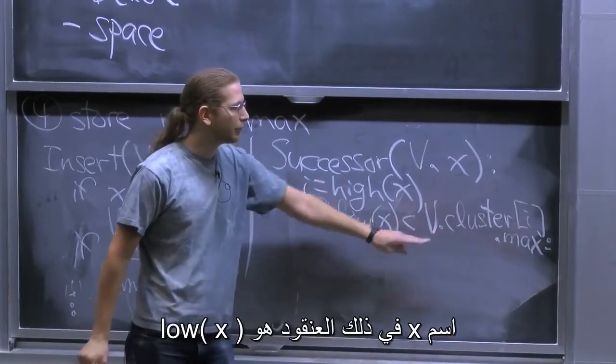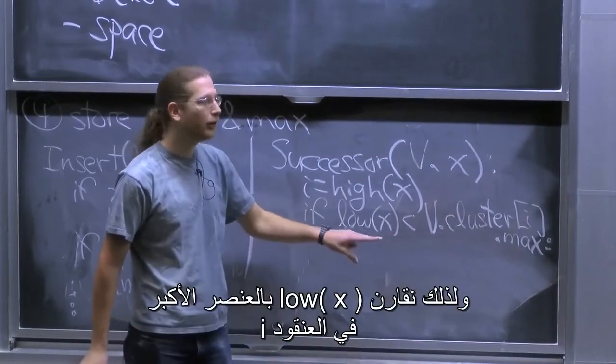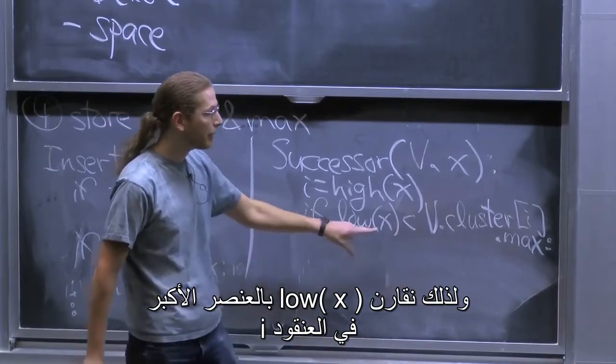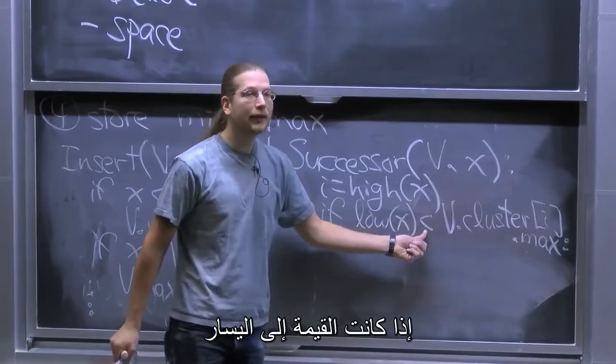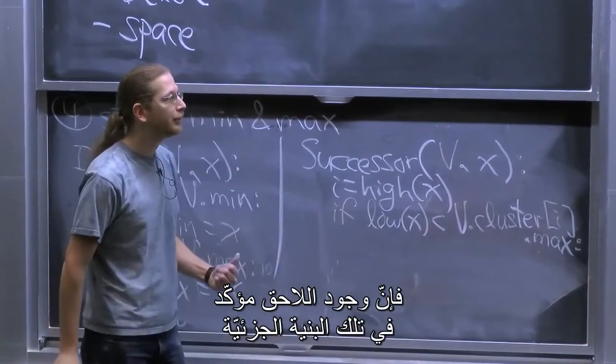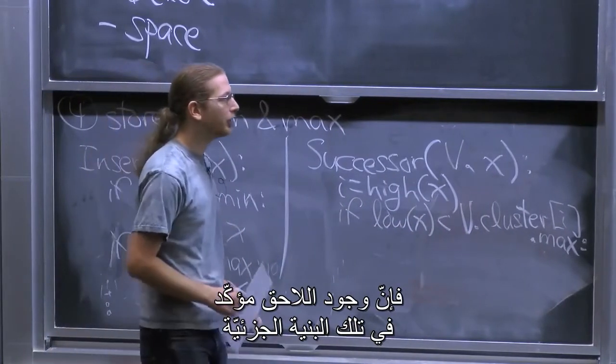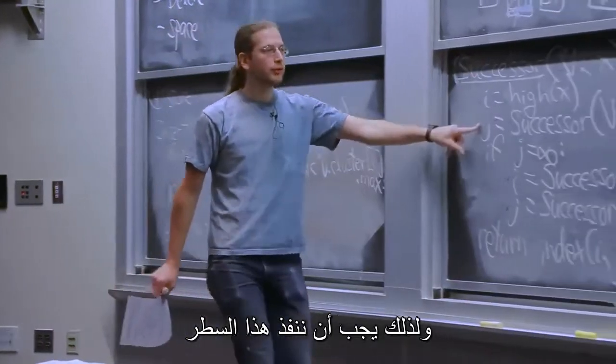Now, within that cluster, x is known as low of x. So I look for low of x, compare low of x to cluster i's maximum element. If we're strictly to the left, then there is a successor guaranteed within that substructure. And so I should do this line.